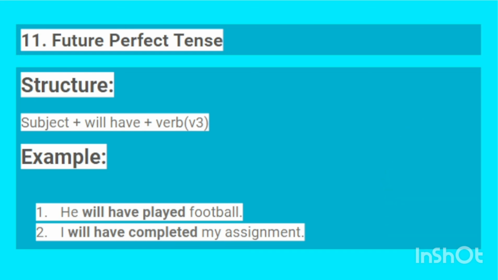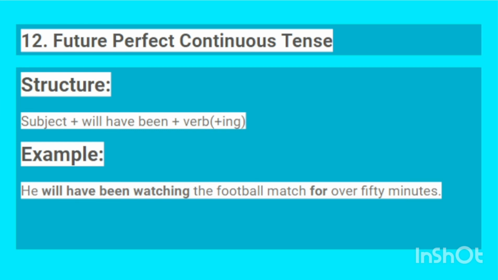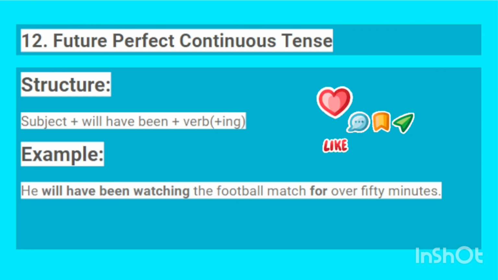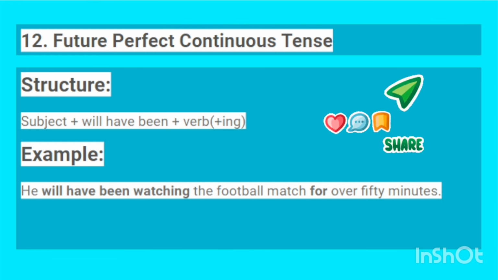Now I will discuss the last type of tense, future perfect continuous tense. This type of tense represents a continuous action that will be done at a particular time in the future. When you have to use the future perfect continuous tense, keep in mind that the tense has 3 auxiliary verbs, will, have, and been, followed by the present participle form of the main verb. Also remember that the future perfect continuous tense can be used only with action verbs and not stative verbs. For example, he will have been watching the football match for over 50 minutes.